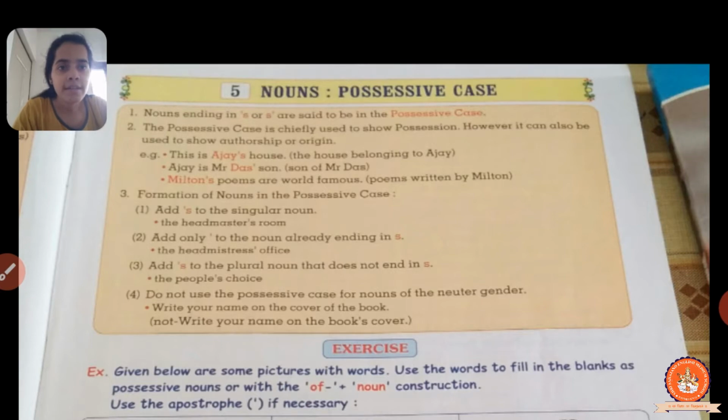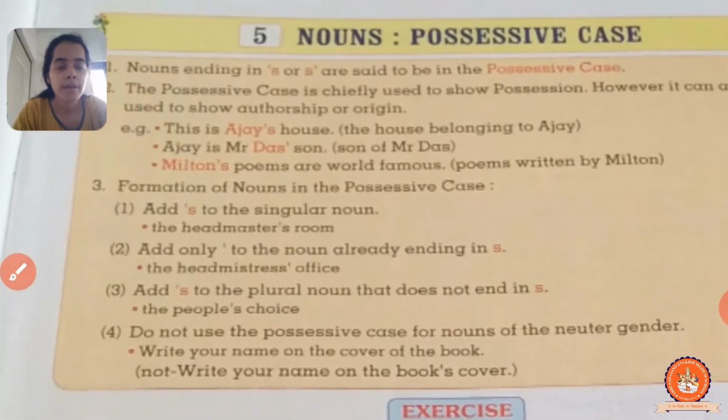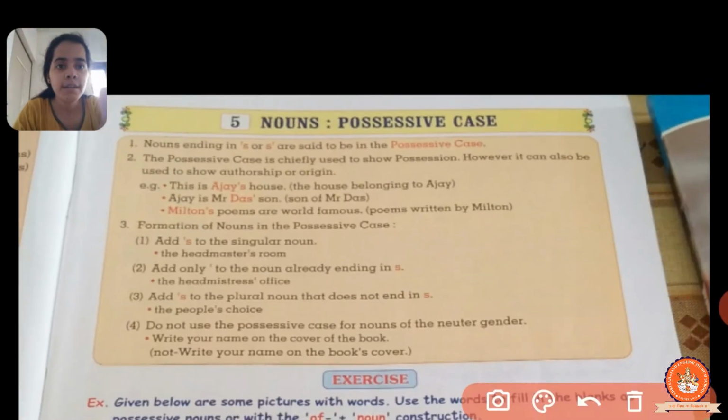So this is Ajay's house. Here you can find two nouns, Ajay's and house, both are nouns. But see what they have done in Ajay's house: they have put apostrophe s. The house is belonging to whom? It's belonging to Ajay. So Ajay's is said to be the possessive case.